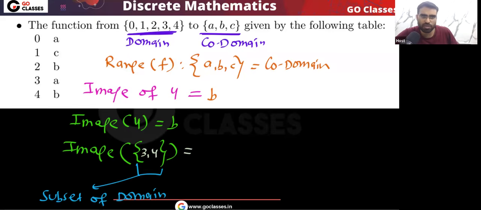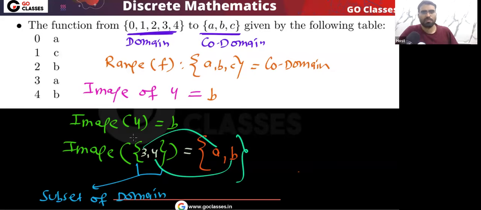I am asking what the image of 3 comma 4. Very simple. Just put what the image of 3, that will be A. What the image of 4, that will be B. So your answer will be A comma B. Very simple. Just put image of 3, image of 4. Is this clear? So here the answer will be A comma B. This is very intuitive, right?